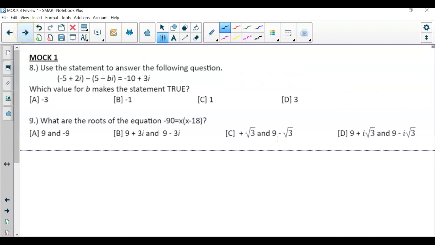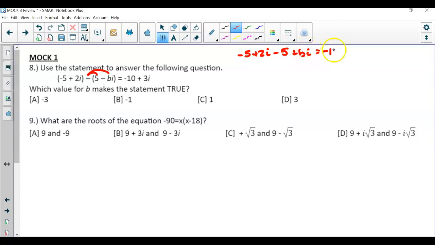So now getting into some Math 1 questions. This is going back to here if I'm looking for the value of b. Well, I first noticed that I'm subtracting. So I'm going to first distribute so I can see exactly what my equation is equal to. So in this case, we do have negative 5 plus 2i minus 5 plus bi is equal to negative 10 plus 3i.